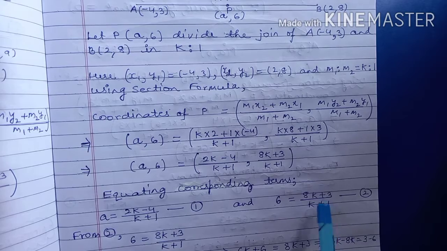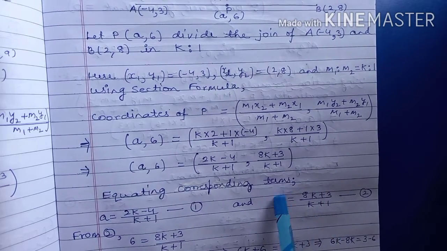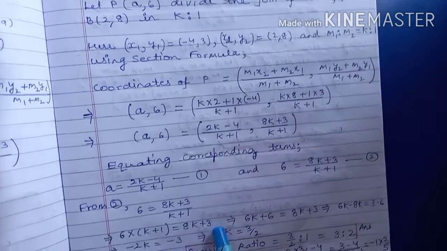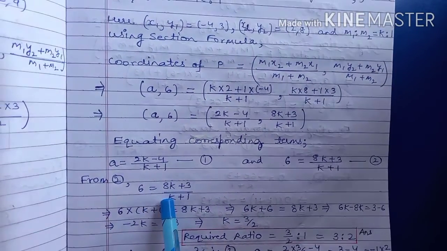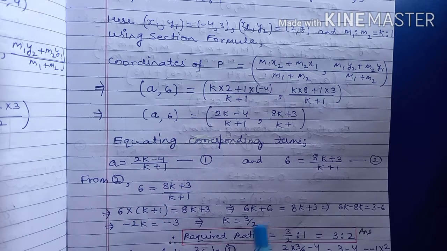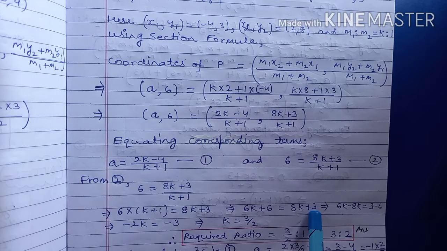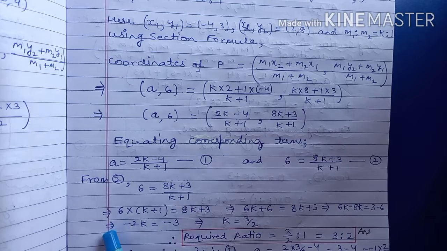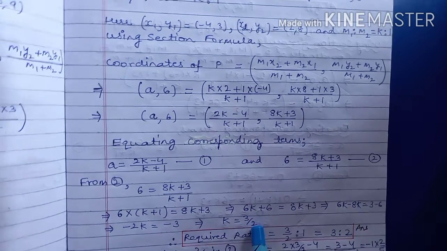Now in 2 we can see that only k is unknown, all others are numbers, so we start from equation 2, solving it. Equation 2 is 6 equal to (8k plus 3) over (k plus 1). First of all cross multiply, we get 6 into (k plus 1) is equal to 8k plus 3. Then open the bracket, it is 6k plus 6 is equal to 8k plus 3. Then shift the terms containing k to the left hand side and without k to the right hand side. We get minus 2k is equal to minus 3. Negative negative cancel, so k comes out to be 3 by 2.